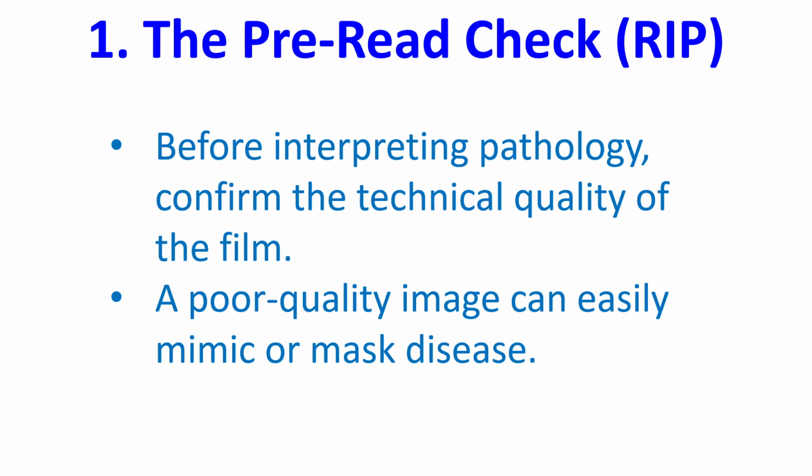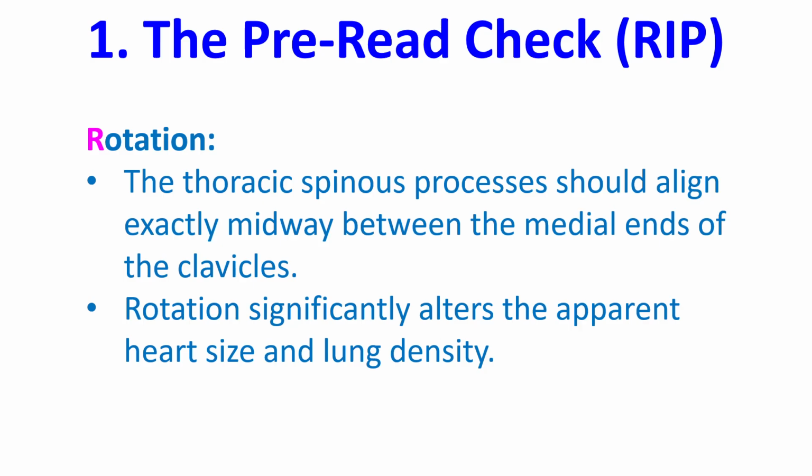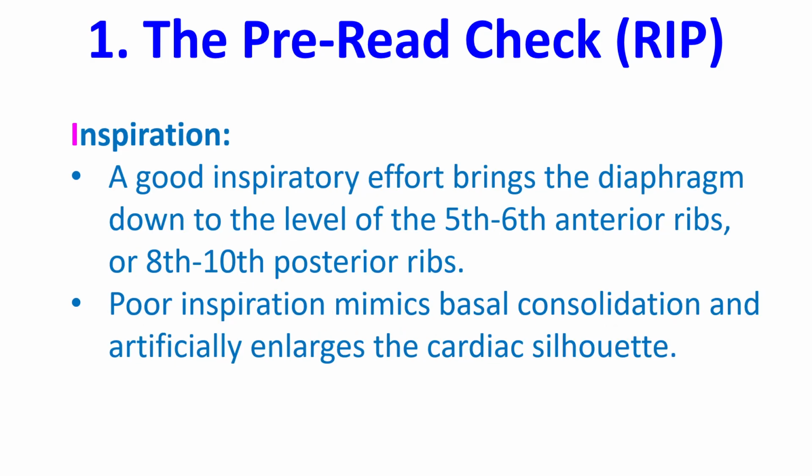A poor quality image can easily mimic or mask disease. R for rotation. The thoracic spinous processes should align exactly midway between the medial ends of the clavicles. Rotation significantly alters the apparent heart size and lung density. I for inspiration. A good inspiratory effort brings the diaphragm down to the level of 5th or 6th anterior ribs or 8th to 10th posterior ribs. Poor inspiration mimics basal consolidation and artificially enlarges the cardiac silhouette.